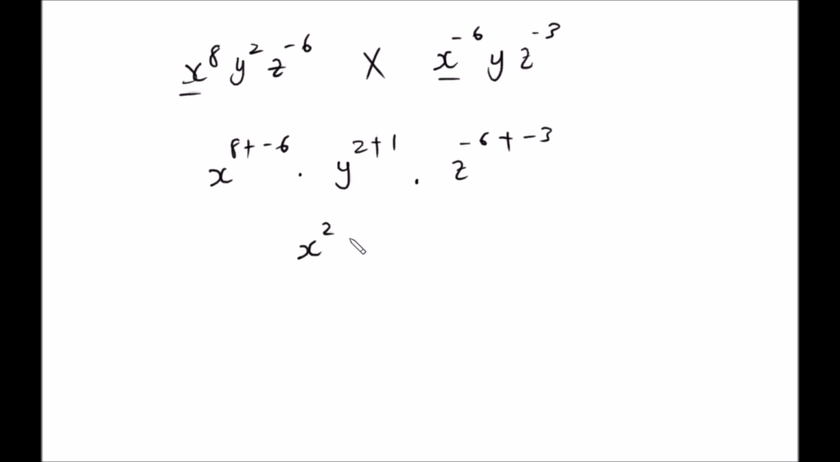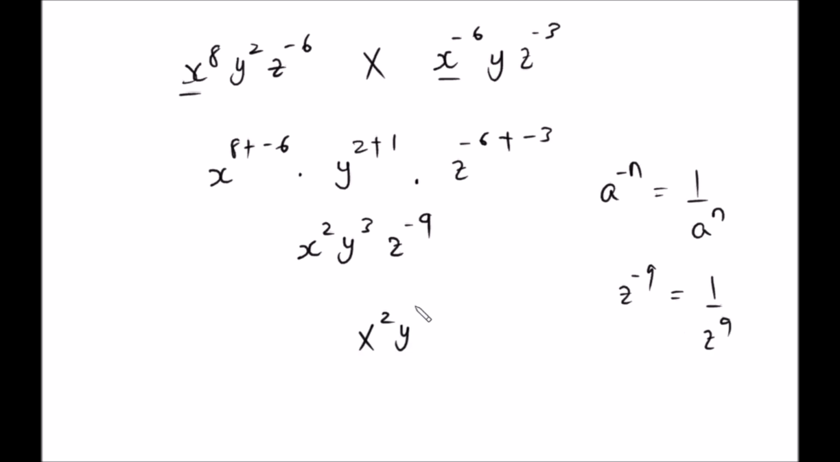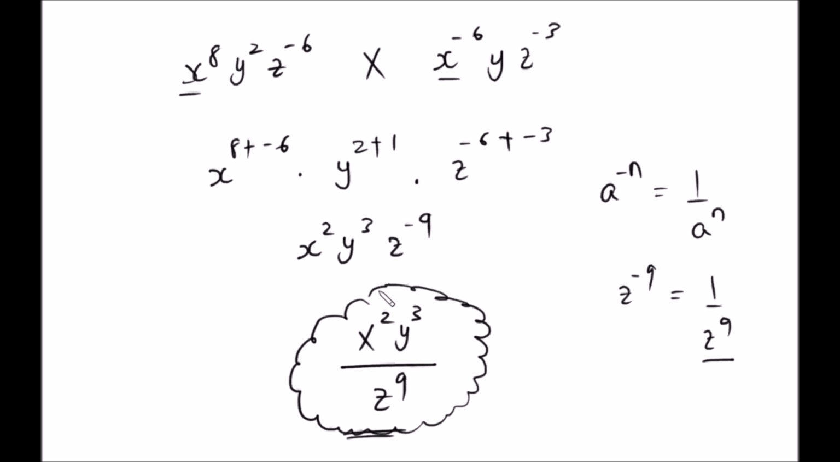So hapa tabaki na x power 2 y power 3 alafu hapa ni z power negative 9, lakini tulisema a power negative n ni sawa na 1 over a power n. Kwa hiyo huyu z power negative 9 itakuwa ni sawa na 1 over z power 9. Kwa hiyo hii itakuwa ni x power 2 times y power 3 times 1 over z power 9, so ukisimplify ile expression this will be the final answer. You cannot simplify more than here. So that is example 1.